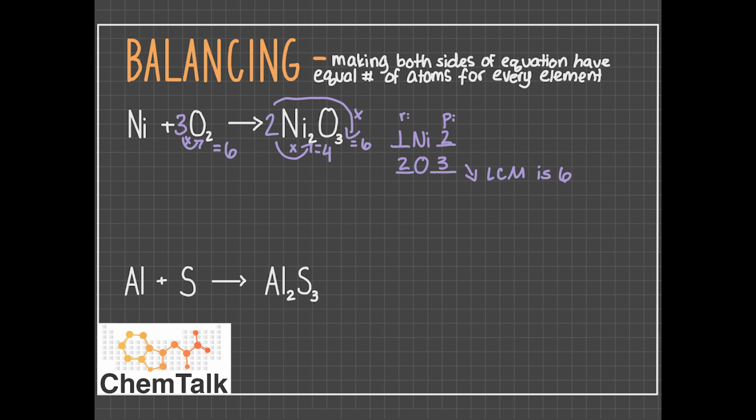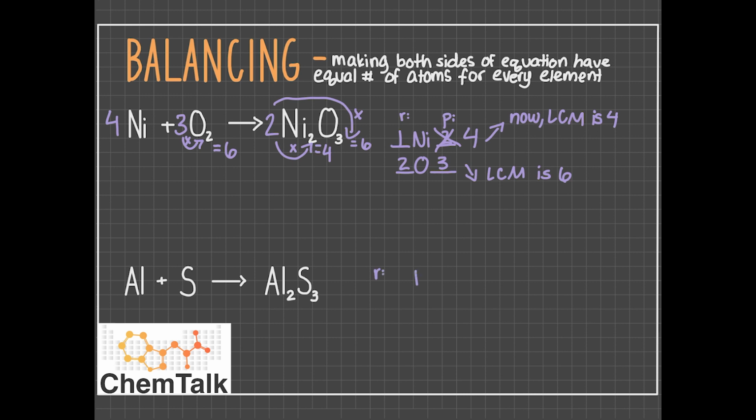Now, the coefficient before Ni2O3 doesn't just apply to oxygen. It applies to the nickel atoms too. So now we have 4 nickel atoms on the product side because the coefficient of 2 multiplies by nickel's subscript of 2 to give 2 times 2 equals 4. The nickel on the reactant side also needs 4 atoms now, since the LCM of 1 and 4 is 4. So nickel will just have a coefficient of 4 on the reactant side because its subscript is 1.